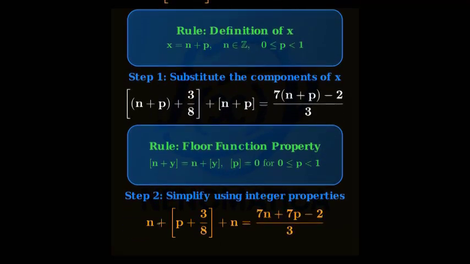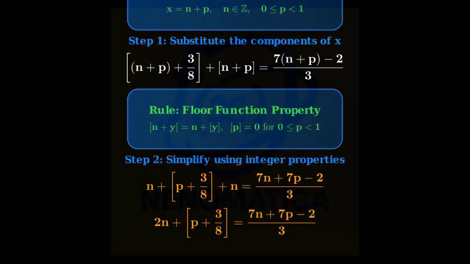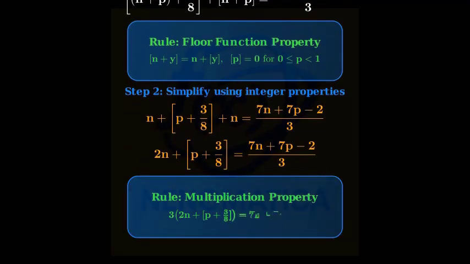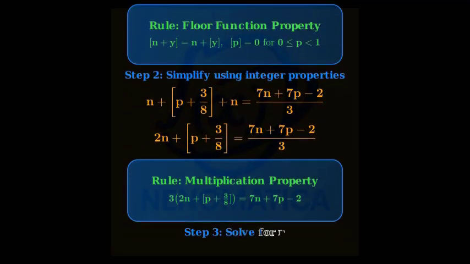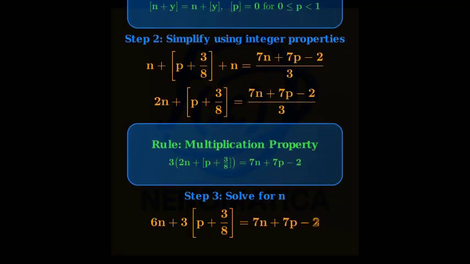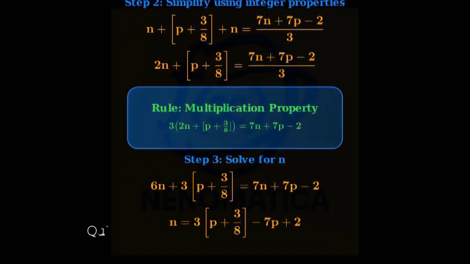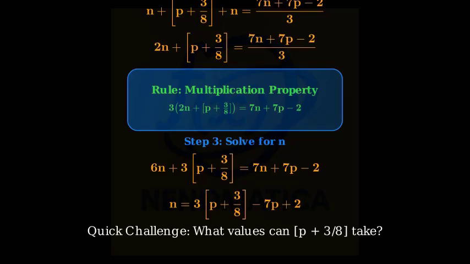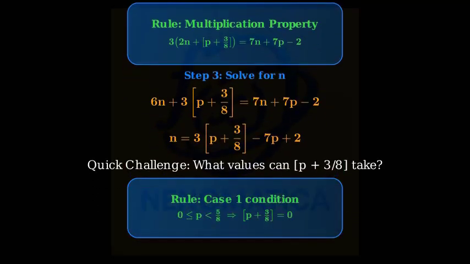Clear the fraction by multiplying both sides by 3. Then solve for n explicitly. Because p is between 0 and 1, p plus 3/8 ranges from 0.375 to 1.375. So the floor of p plus 3/8 is either 0 or 1. Case 1, floor equals 0, which means p is less than 5/8. Substitute into n equals 3 times floor minus 7p plus 2. Solve for p in terms of n, and apply the bounds.